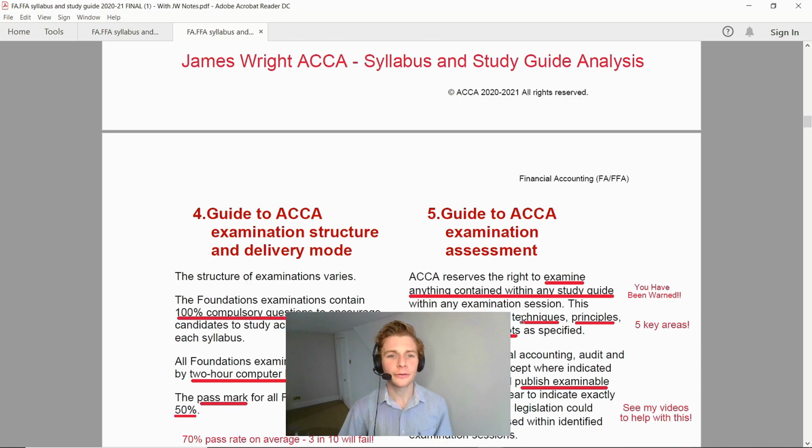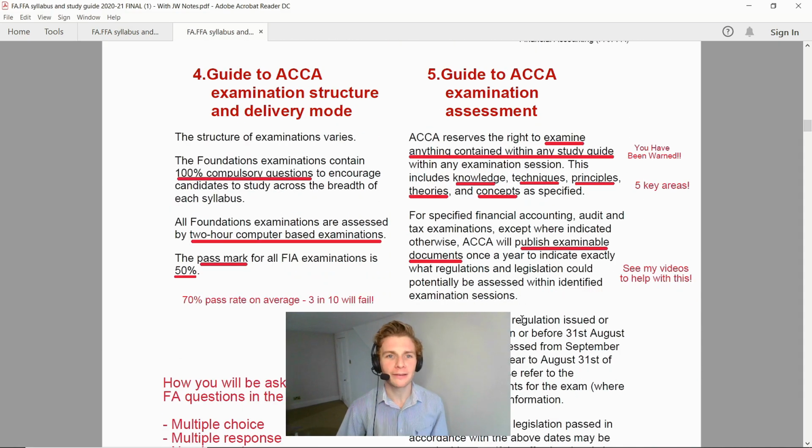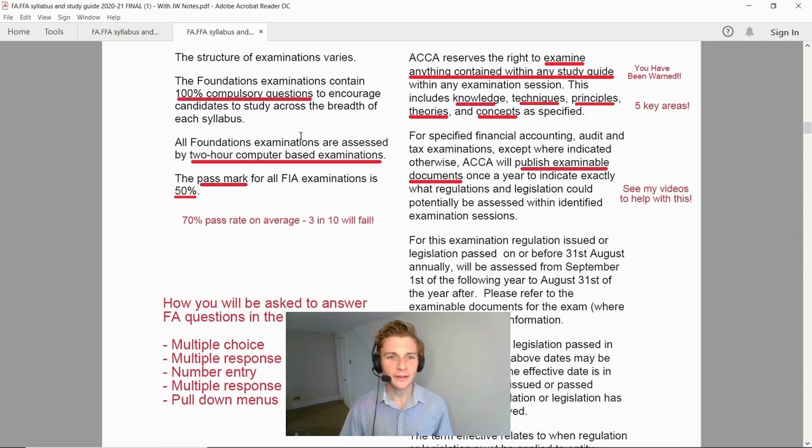So let's look at point 4 now in terms of a guide to ACCA, the examination structure and delivery mode. So let's focus on point number 4 there. And the key bit on here is that you've got to answer all of the questions. It's not a case of you can pick a few here and pick a few there. You've got to go through and answer all of them. They are all compulsory. First key thing to get jotted down. 2-hour examination.